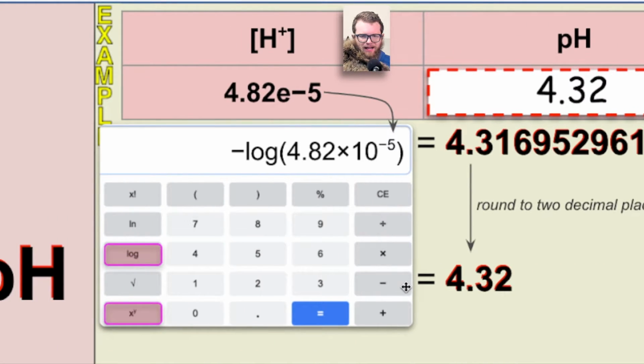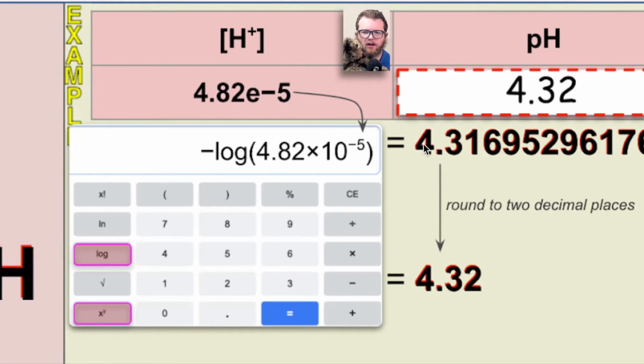We're going to type in negative and then log, and it'll give us this parentheses 4.82, and then it says E minus 5. Do not use the E key on the calculator. That will give you an exponent derived from the natural log, and we don't want to use that. That'll give you a weird negative number. So instead we want to do negative log 4.82 and then times 10 to the, we use this key to get the exponent, negative fifth power, and then we hit enter.